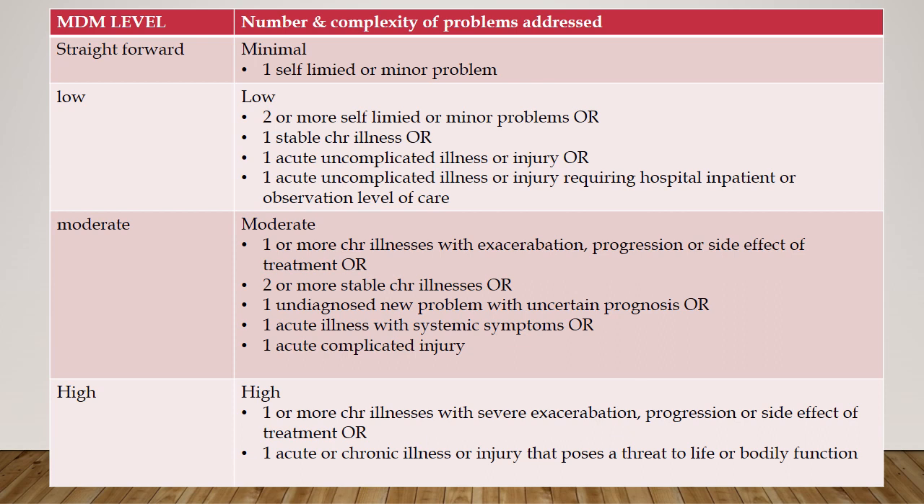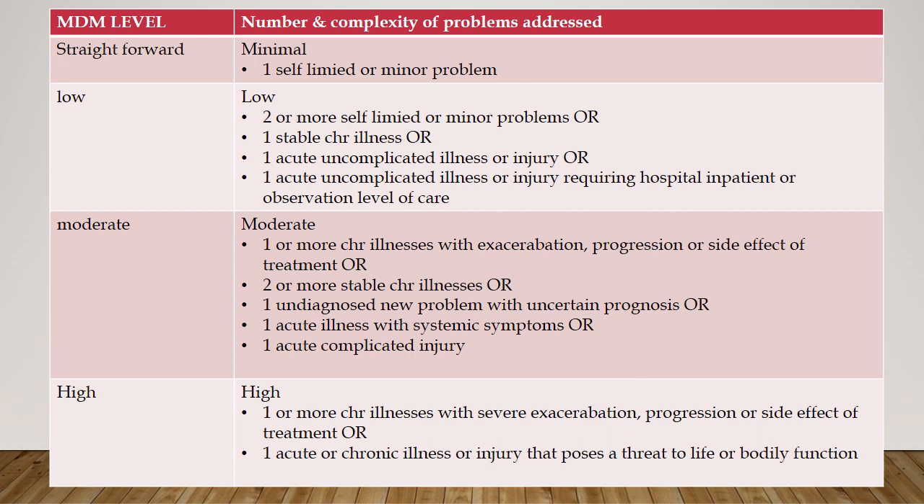Next, high: one or more chronic illness with severe exacerbation. If the patient is having one or more chronic illness with severe exacerbation, or one acute or chronic illness or injury that poses a threat to life, you can consider it as high. So whenever you get a question where MDM is not directly given, identify all the problems that are mentioned in the question. Then you categorize it. Which category does it come to? Do these problems come to minimal or low or moderate or high?